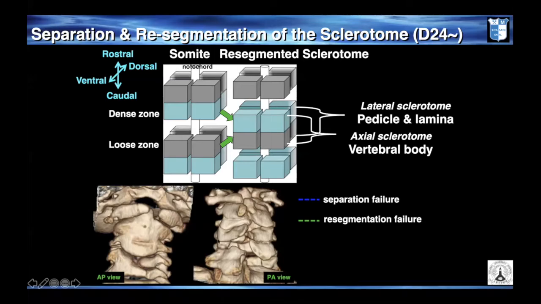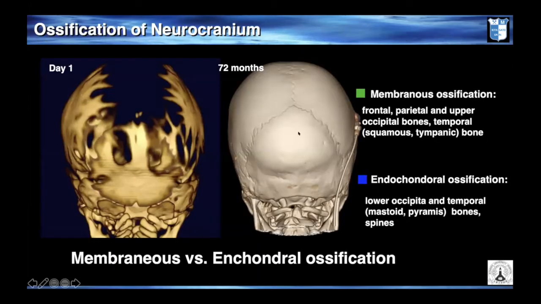So this is a picture from the previous one I showed you, my first slide. So these abnormal fusions are the remnant of separation failure. And this defect is caused by resegmentation failure. So the neural cranium and the spine are formed by either membranous ossification or endochondral ossification. Membranous ossification is the frontal, parietal, upper sphenoid bones and temporal bones, this area. This is the same patient with a mild meningocele. This is day one, and this is at 6 years old. And endochondral ossification is this lower part of the skull base to the spine.